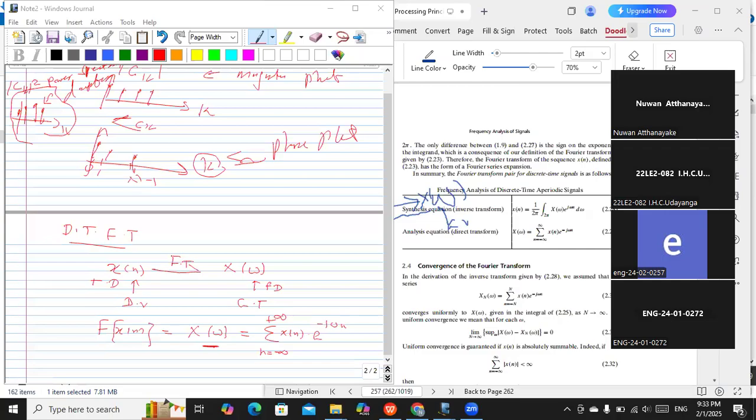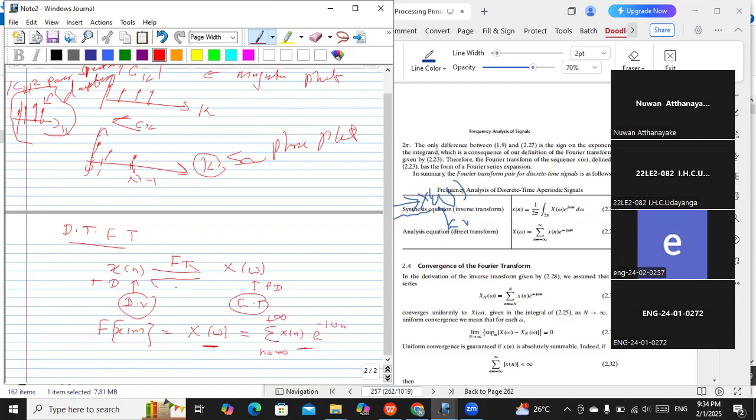So this X(omega), once you apply the Fourier transform, you will have X(omega). This X(omega) is a continuous variable. This n is a discrete variable, and you can find X(omega) by adding the summation from minus infinity to plus infinity, using this summation.